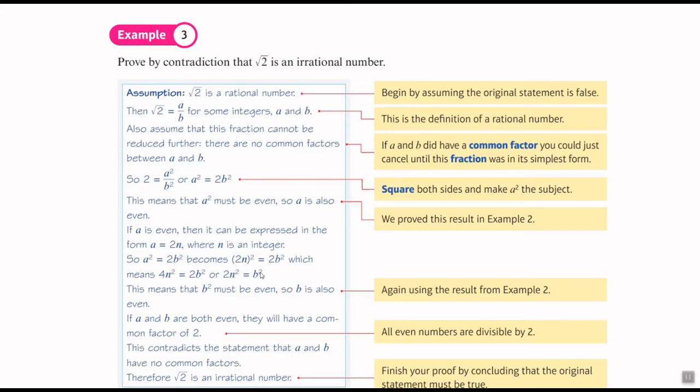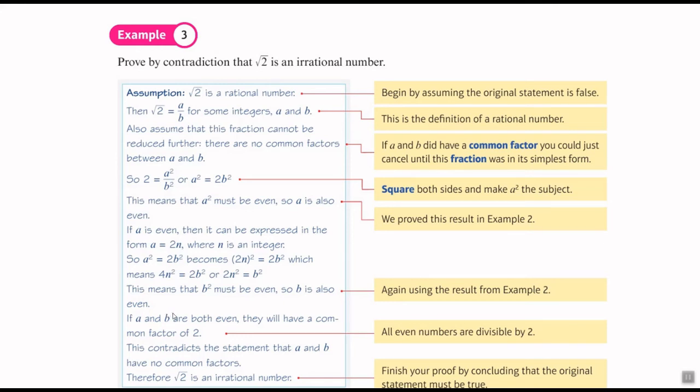So what's the meaning of this? This means that b squared must be even, because it is 2 times an integer squared. So then b squared must be even, so b is also even, by using the previous example.